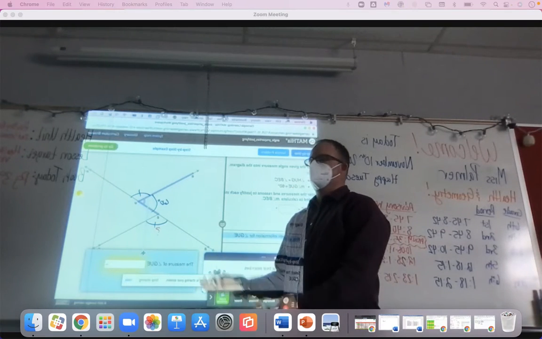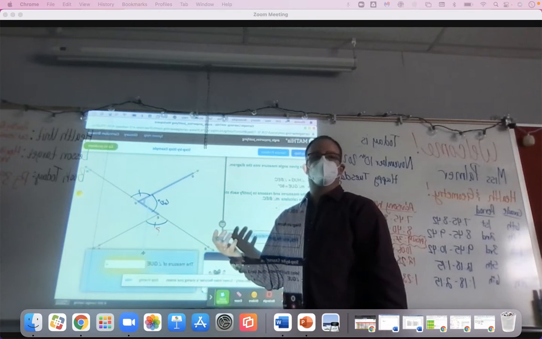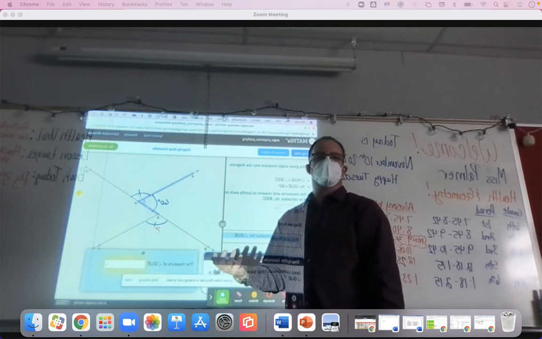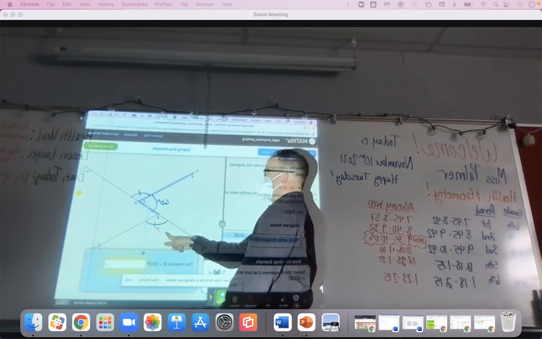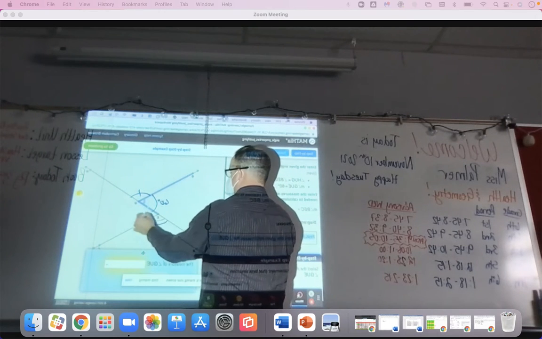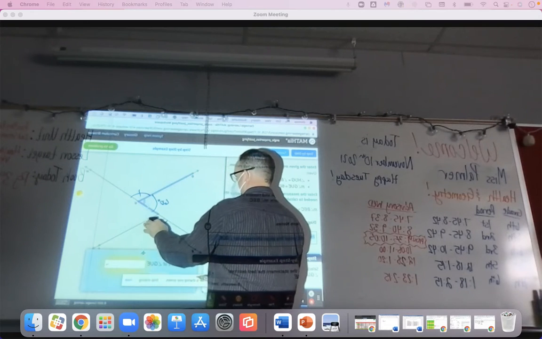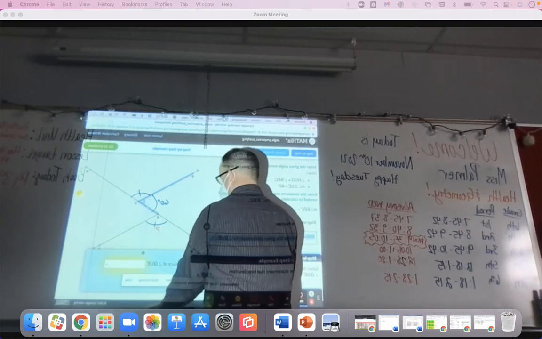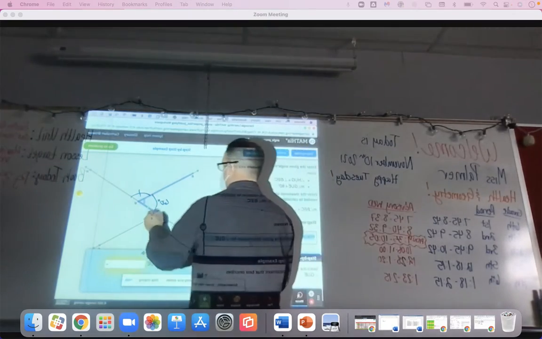What else do I see that I know that I can make a statement about? Supplementary. I heard someone say supplementary. Do we see supplementary angles here? Is this angle supplementary with another one? No. These two angles right here form a linear pair, yes? Which means that they are supplementary. That may not be something that I need to help me figure out this problem, but I need to train your brains to be looking for everything that you can tell, all right?